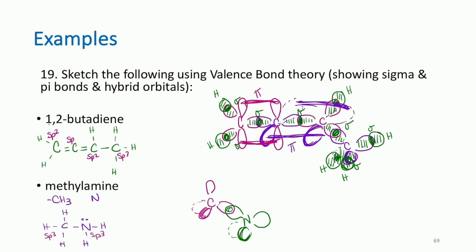Okay, so this is a sigma bond that's formed between the carbon and nitrogen. This carbon also forms a sigma bond to 3 different hydrogens. This nitrogen forms a sigma bond to 2 different hydrogens and has a lone pair in its last orbital.